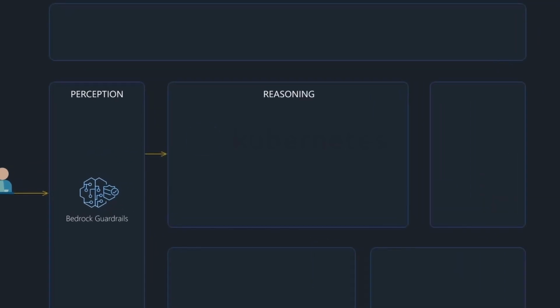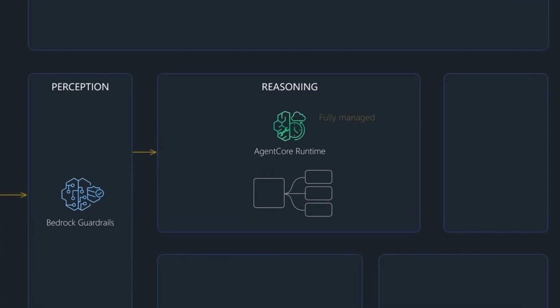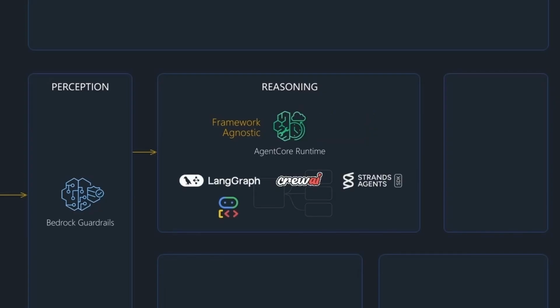Instead of managing a Kubernetes cluster or complex compute infrastructure, we can deploy our orchestrator and worker agents directly into the AgentCore runtime. This is a fully managed serverless environment that automatically scales from 0 to thousands of instances. The AgentCore runtime is also framework agnostic. It natively supports agents built with LangGraph, CrewAI, Strands, Google's ADK, Microsoft's AutoGen, or even OpenAI's Agents SDK.